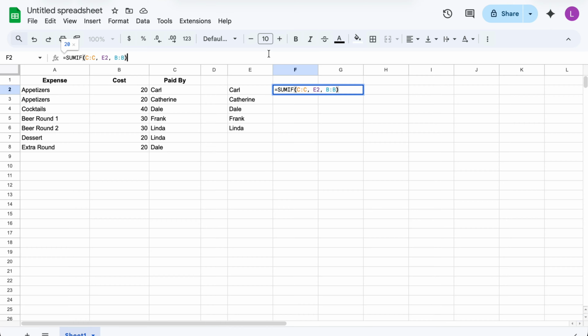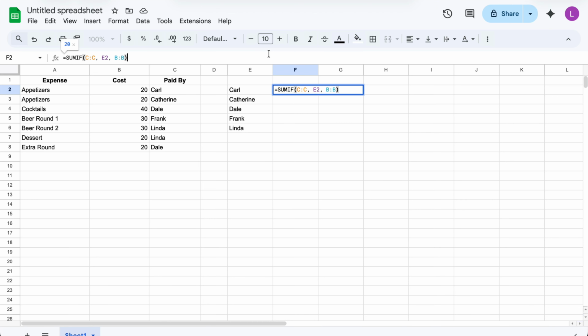On the right side, we list each person's name. Now we use SUMIF. Use this formula. I'll include it in the description. Here's what it does. C:C, the paid by column. E2, the person's name. B:B, the cost column.